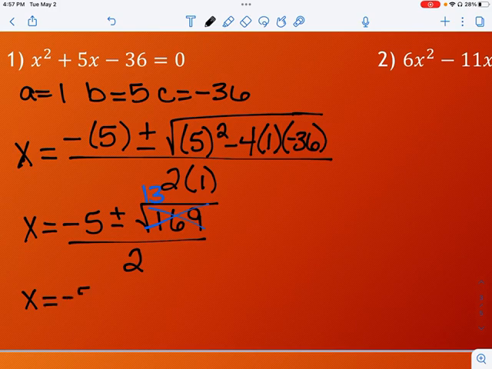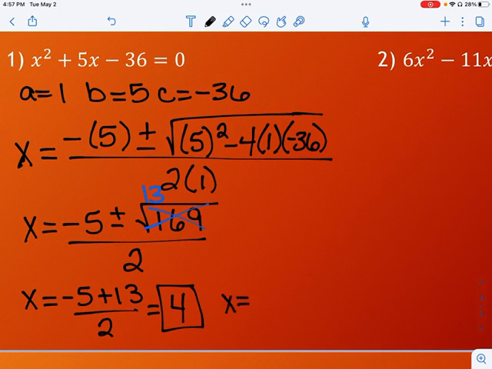So now what we have is our two answers. I have negative 5 plus 13 divided by 2. Well, negative 5 plus 13 is 8. 8 divided by 2 is 4. So there's one of my answers. My second answer is x equals negative 5 minus 13 divided by 2. So there, negative 5 minus 13 is negative 18, divided by 2 is negative 9.